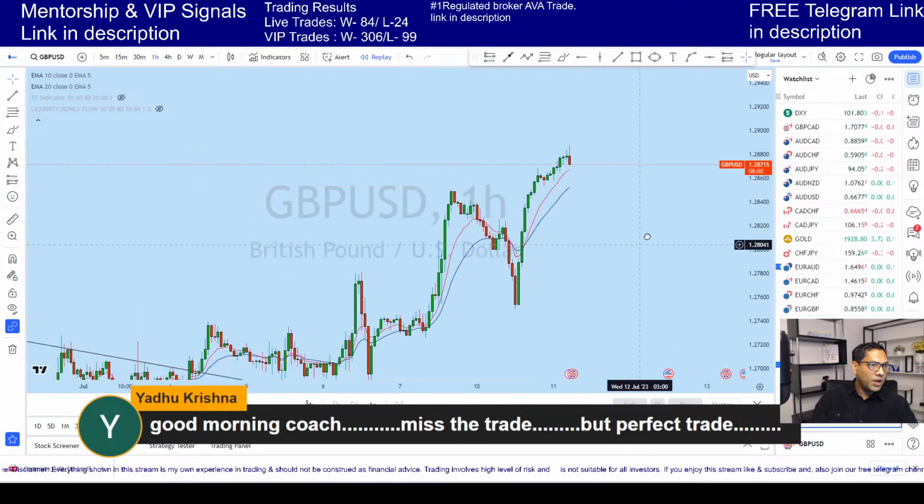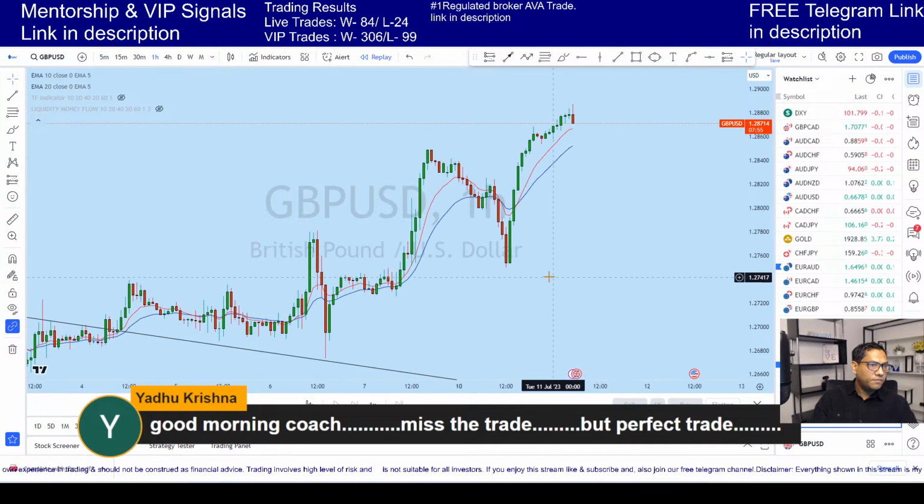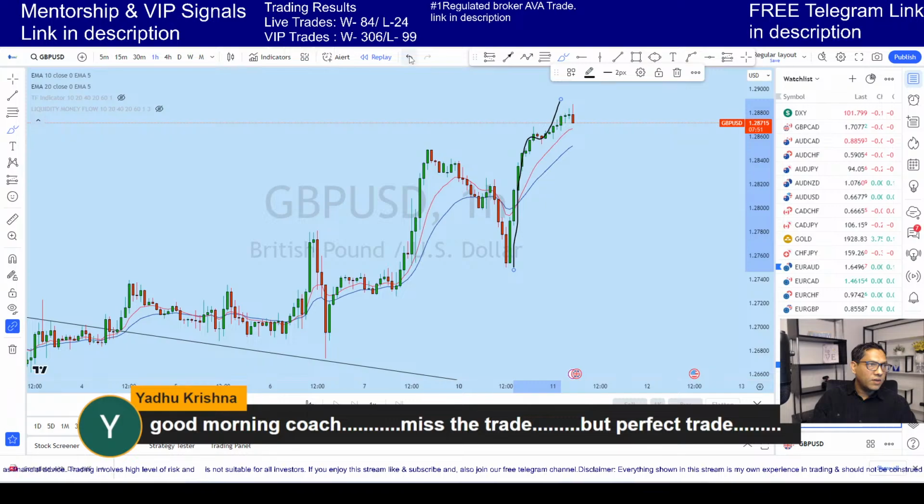Now if we look at the 1 hour chart, the price has already created this significant movement. Almost from this time we have seen that GBPUSD had a significant movement.